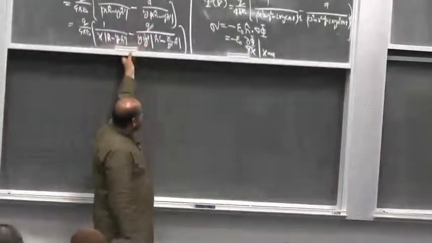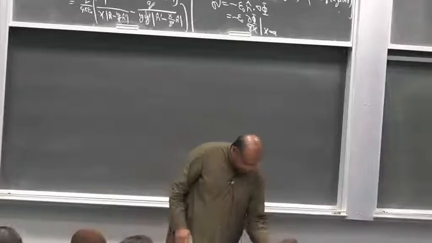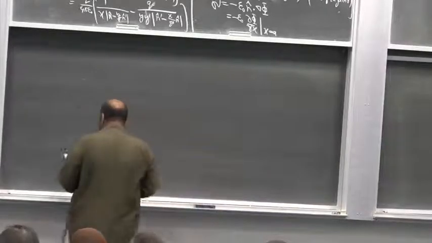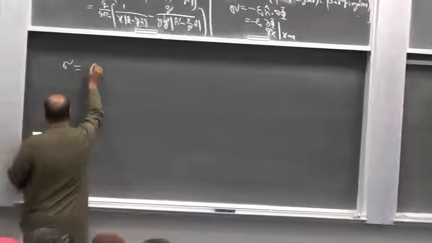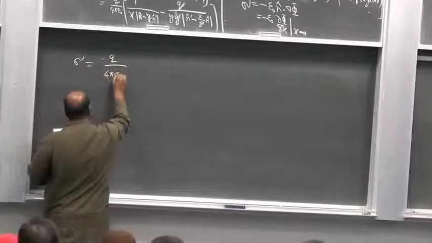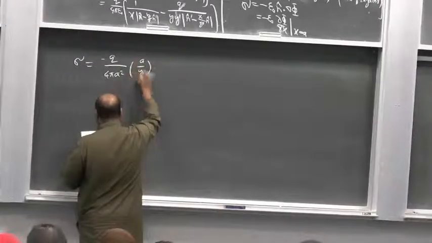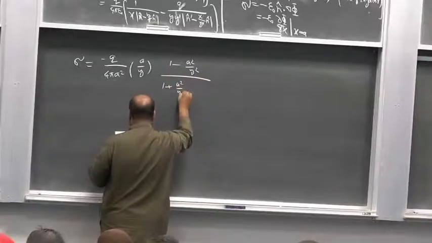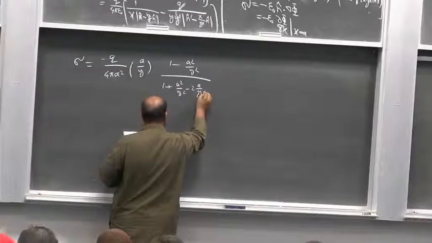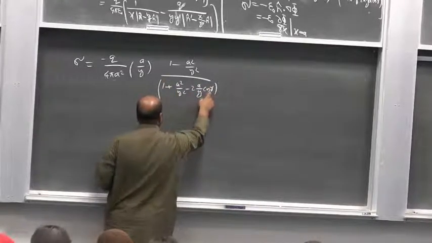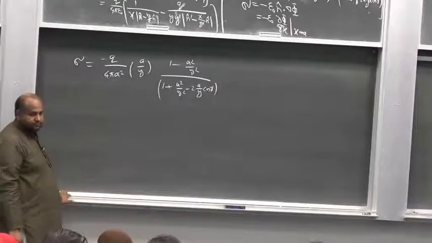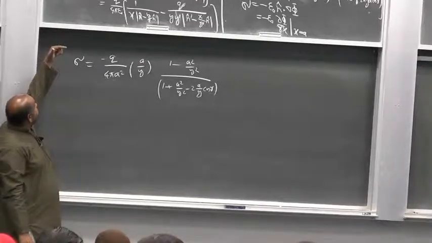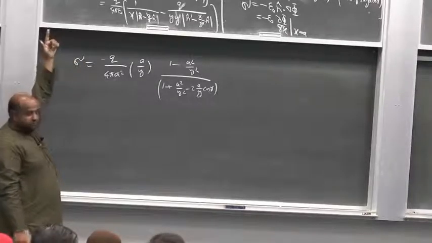Let me just write the result. I will send you the notes, you can look at the derivation there. Sigma comes out to be minus q over 4 pi a square, a over y, 1 minus a square over y square, over 1 plus a square over y square minus 2a over y cosine gamma, to the power 3 by 2. See, it actually only depends on gamma, as it should. Gamma is the angle between the line joining the charge and the origin and your observation point.